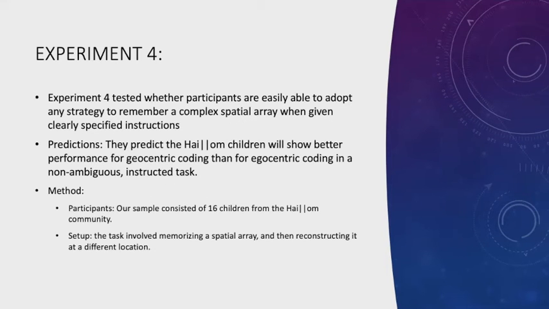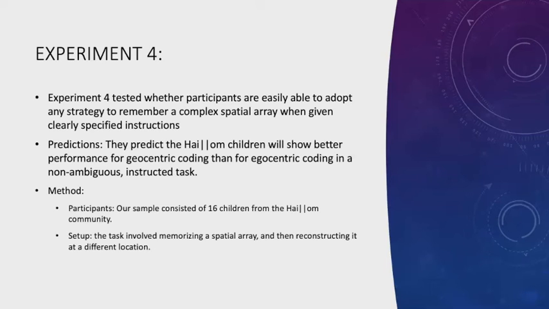Experiment 4 tested whether participants can easily adopt any strategy to remember a complex spatial array when given clearly specified instructions. High-Ohm participants were instructed to switch both to and away from their preferred cognitive strategy. Experiment 4 was conducted on a new sample of children in November 2008, 2 years after experiments 1 to 3. They predicted that High-Ohm children would show better performance for geocentric coding than for egocentric coding in a non-ambiguous instructed task.